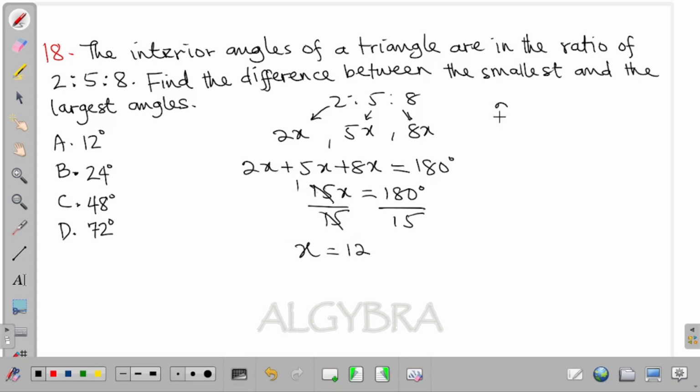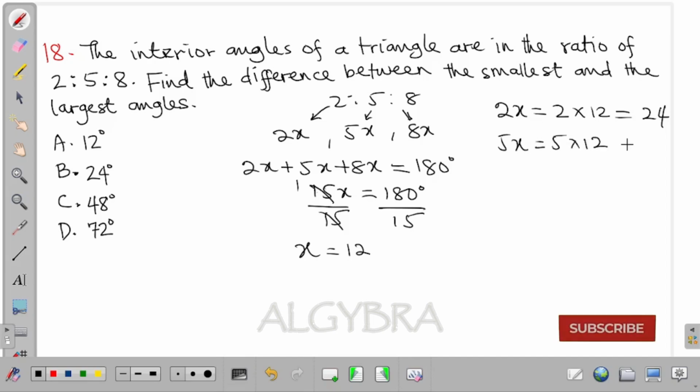So in this case, 2x is going to be equal to 2 times 12, so that's equal to 24. Then 5x is going to be equal to 5 times 12, and that's equal to 60. And 8x is going to be equal to 8 times 12, and that is equal to 96.